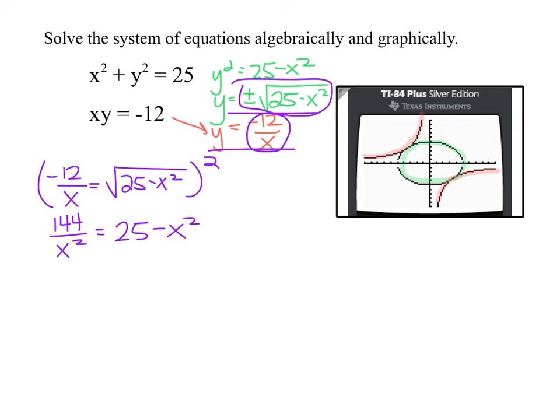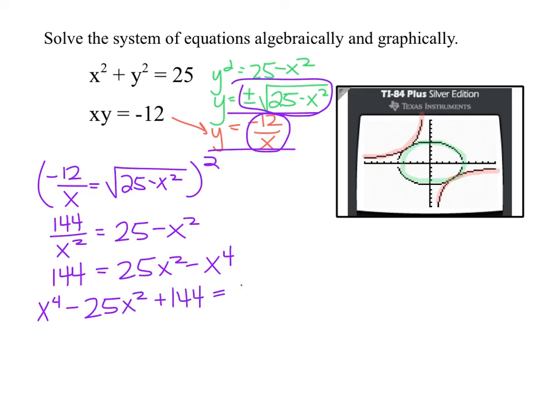Then I'm going to multiply both sides by x squared. So that cancels out the x squared on the bottom. So we get 144 equals 25x squared minus x to the fourth. And then if we rearrange this a little bit, we will end up getting x to the fourth minus 25x squared plus 144 equals 0. Now you might be looking at this and thinking, okay, how is this possible? How am I going to factor this?